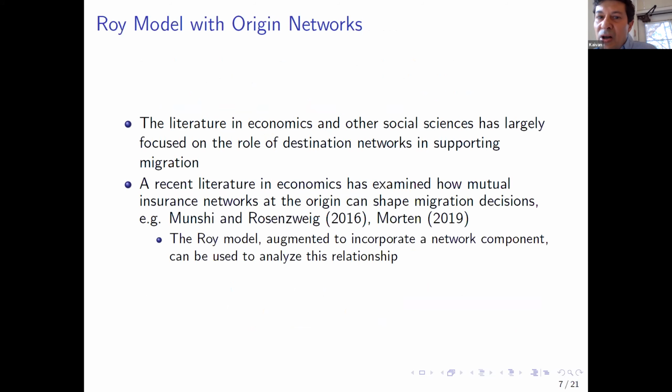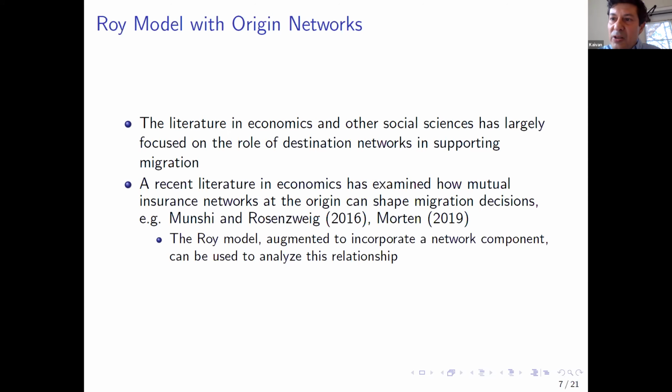Now, much of the literature in economics and the other social sciences has focused on these destination networks when understanding the process of migration. But more recently, there has been a literature which also looks at networks at the origin. And the idea in these papers, and there's a paper here with Mark Rosenzweig in 2016, and Melanie Morten has a more recent paper. Both of these papers look at the role played by mutual insurance arrangements at the origin in shaping migration decisions.